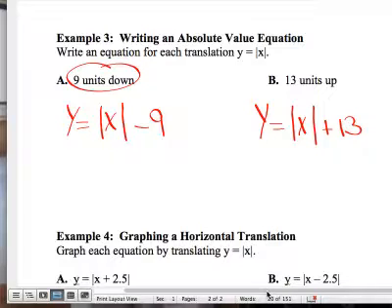Okay, those cover our up and down shifts. Now we're going to talk about our left-right shifts. These are a little different.